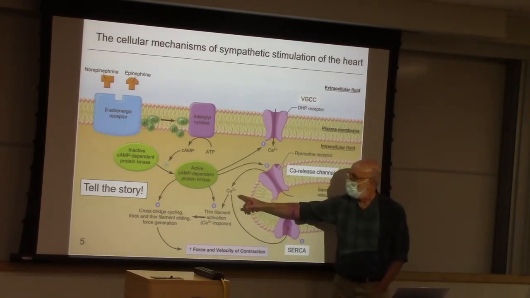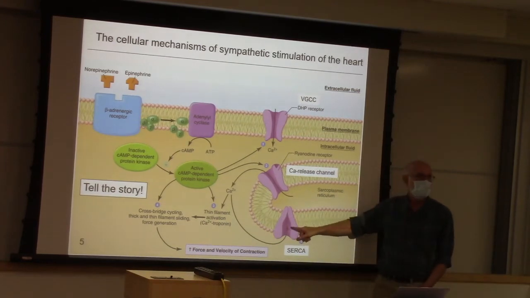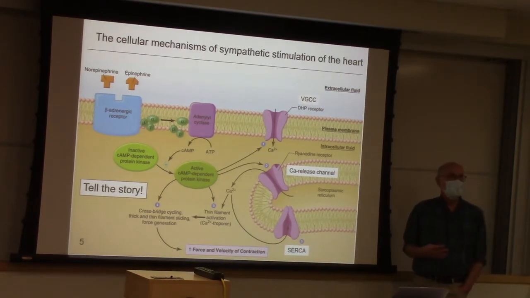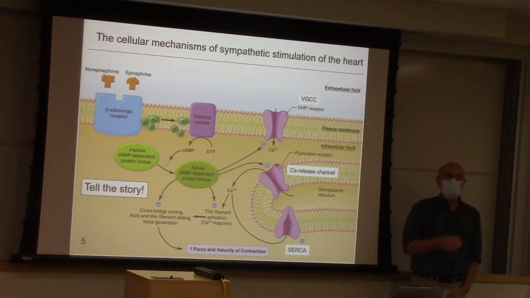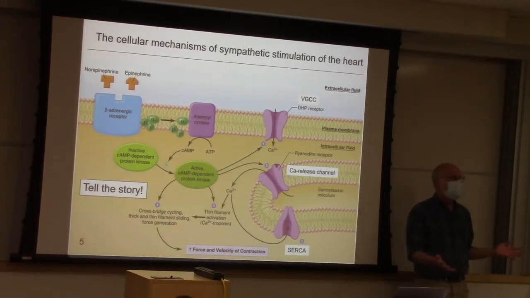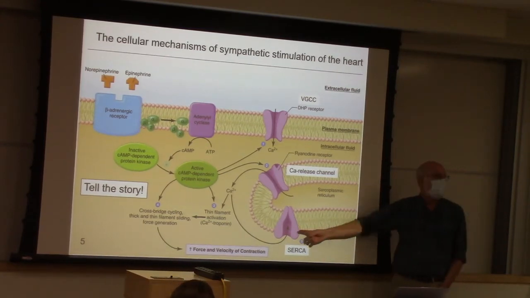What is happening here? What is this calcium illustrating? Reuptake. Is that happening during contraction? It's happening during relaxation. But remember, every contraction has to be followed by a relaxation for there to be another heartbeat. And so this is an important part of the play.